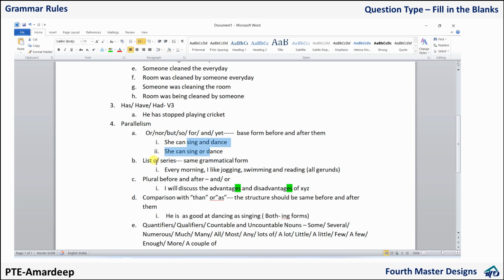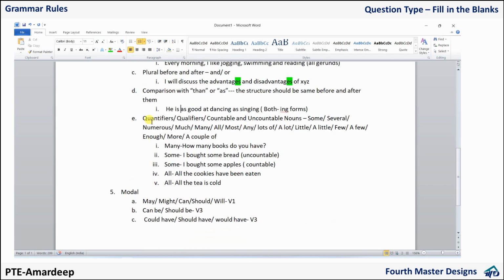Okay. Then comes your list of series. Every morning I like jogging, swimming, reading. So follow the same pattern. What is the pattern here? First form. What is the pattern after and? First form. In the same way here also. Then comparison. Whenever you are comparing by using words like than and as, then you need to go with what? Go with the same form. He is as good at dancing as singing.